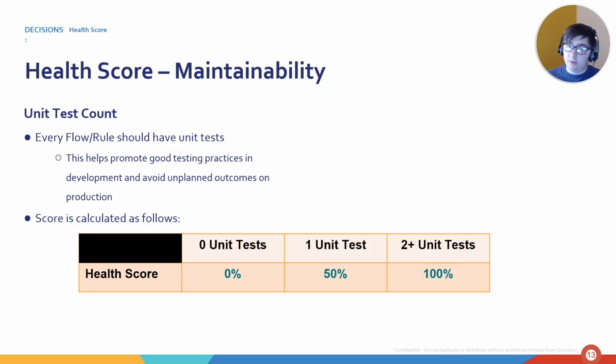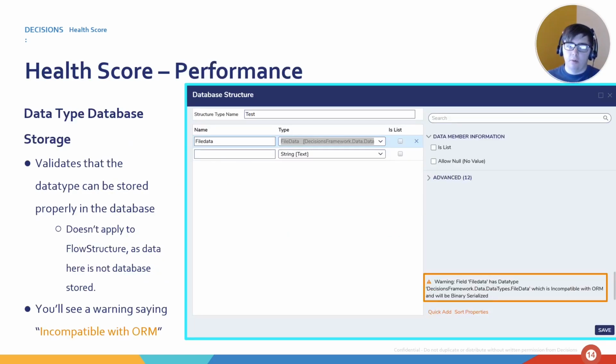Now let's move on to our next category, which is performance. A good example of a performance category criteria is the data type database storage. This ORM warning validates whether the data type can be stored properly in the database. Decisions has ways around this to make sure that you can still store your data type properly, such as if you're storing file data. However, this workaround does have an impact on performance.